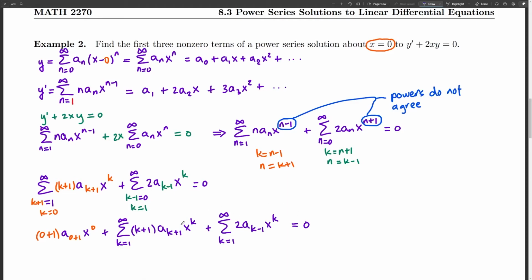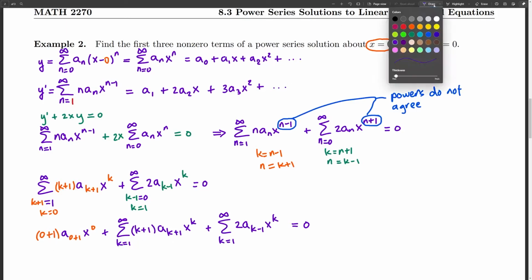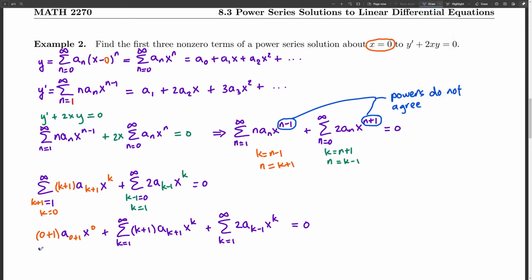Now, this has to hold for any x. And what we see here for that first term actually just simplifies to a1. And since this has to hold for all x's, we could, for instance, plug in x equals 0, and that would make these two series completely equal to 0. And so from this, it follows that a sub 1 equals 0.